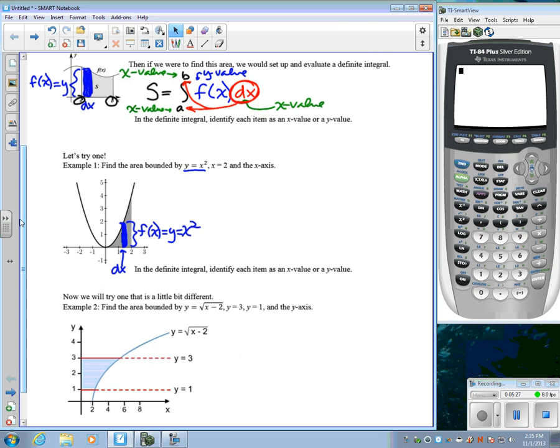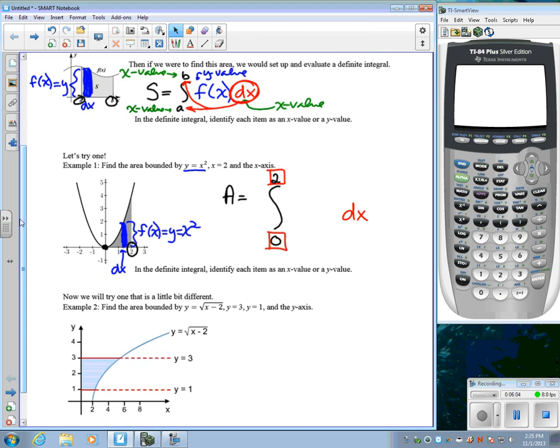So again, my width is dx, which means I'm going to have an x value here, an x value here, and I'm going to have that my width is dx. So what I'm going to do now is fill in my x values. What is the first x value that I want to use? In this particular region, the first x value is right here, which is at x is 0. And then the last x value I have is 2. That was one of my boundaries. The region was bounded by x is 2.